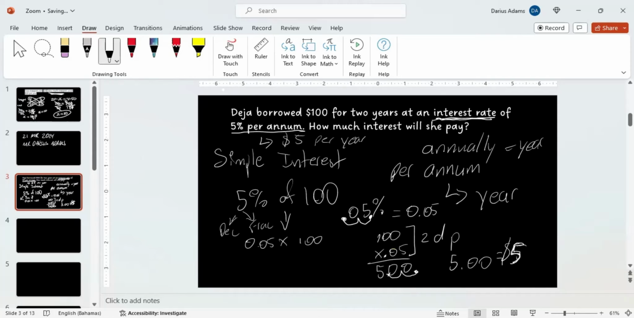Deja borrowed $100 for 2 years at an interest rate of 5% per annum. How much interest will she pay? So that means she's going to pay $5 per year. How many years? 2 years. So that means $5 times 2, or $5 for 1 year plus $5 for another year, which is going to equal $10 in total. So the answer is $10.